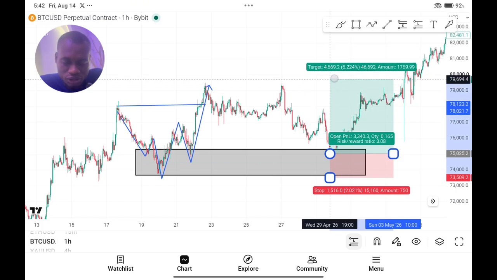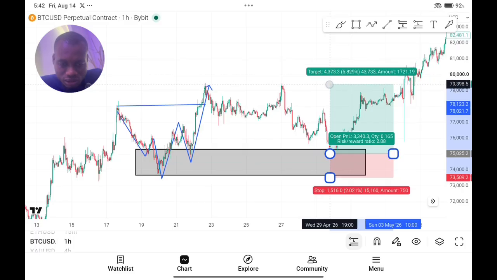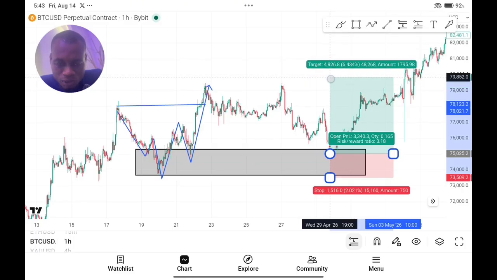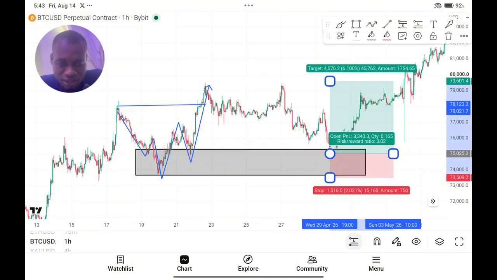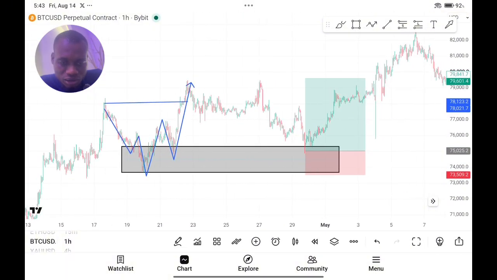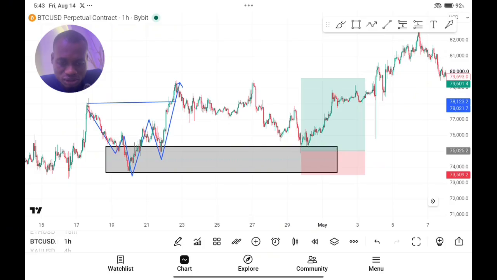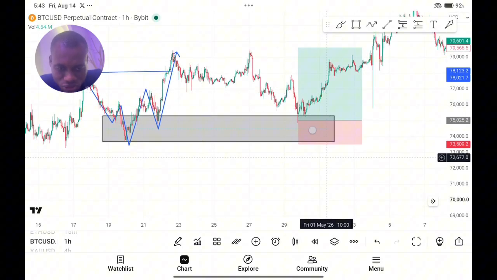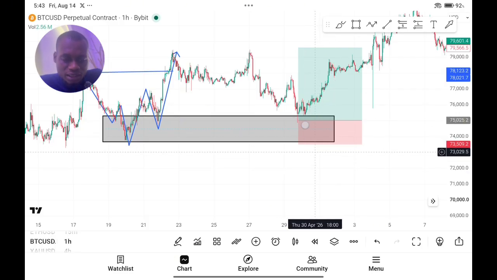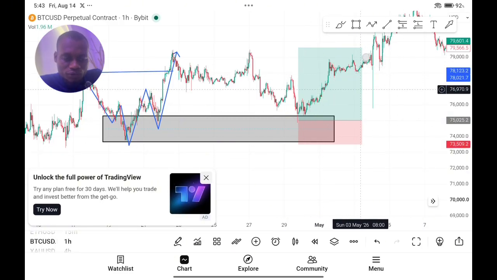That liquidity was swept. So I'm going to be targeting 1:3, because that is the risk reward I normally target. I'll target the nearest supply zone. So this is where I'll be targeting, which will actually give me 1:3. So this is how you can identify your POI, your point of interest.